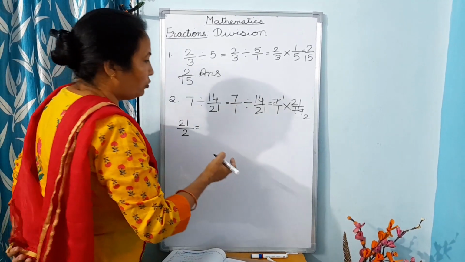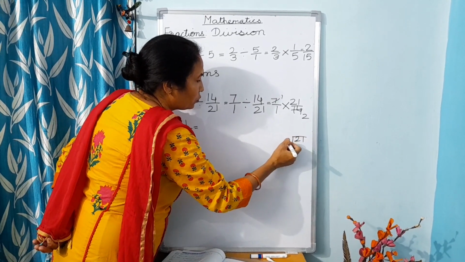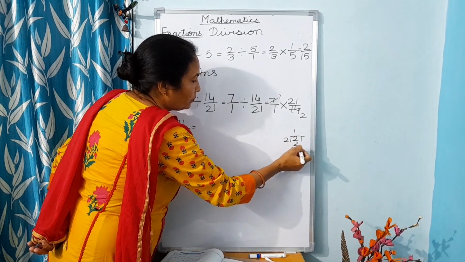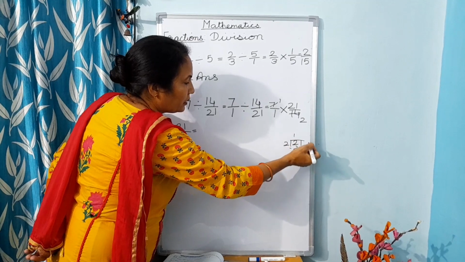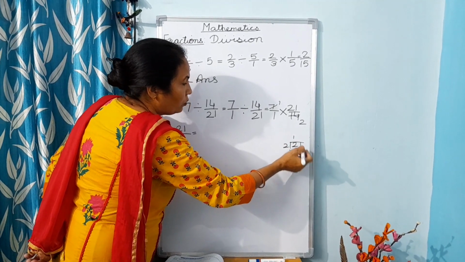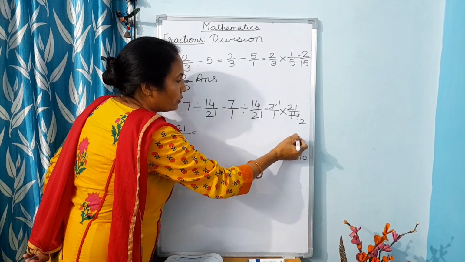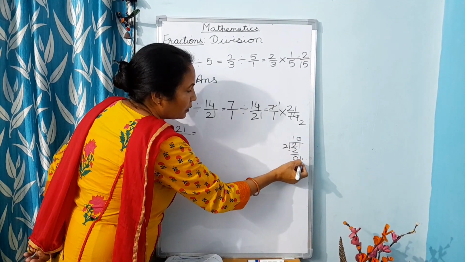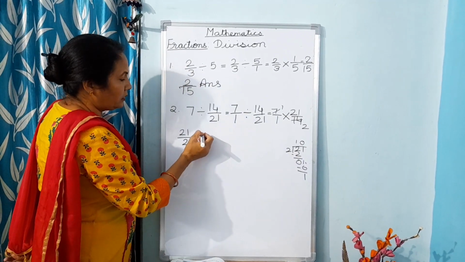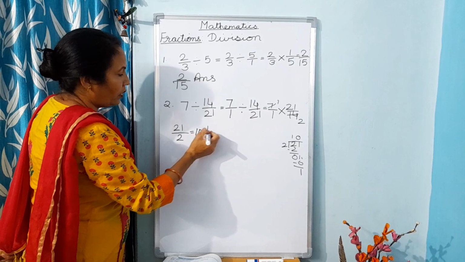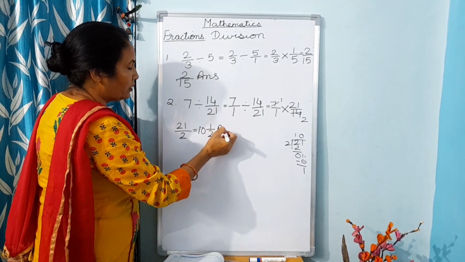So you can use your rough column also and write here 2 ones are 2, subtract 1, and you will write here 1, 0 and 2 zeros are 0, 1. So your answer is 10 1 upon 2. So this is your answer.